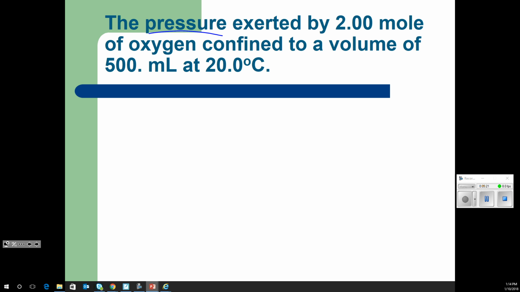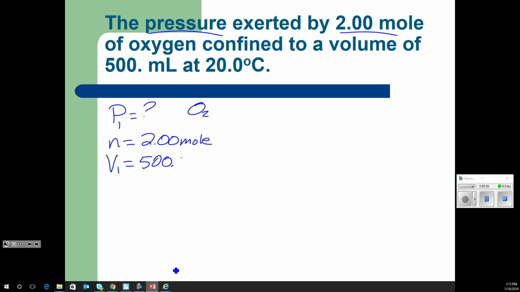So first thing, we're looking for pressure. Since it's the first pressure, I'm going to put P1. It might be the ideal gas law, and I won't need a P1, but I'm just going to do it. The next thing says 2 moles. Oh, that's an n. I'm probably going to have the ideal gas law because the ideal gas law works with moles. Okay, of oxygen. I don't know if I'm going to need that, but I'm going to put O2. Confined to a volume of V1, 500 milliliters, at a T1 of 20 degrees Celsius.